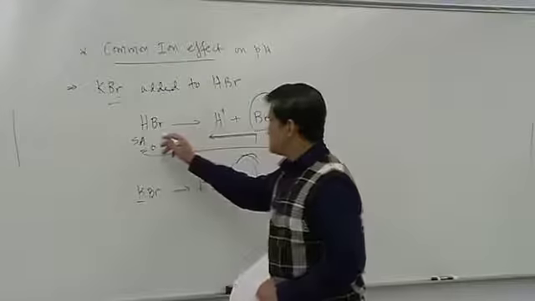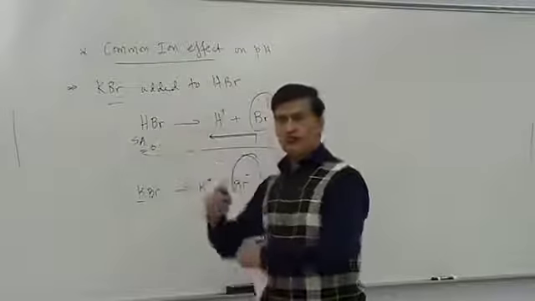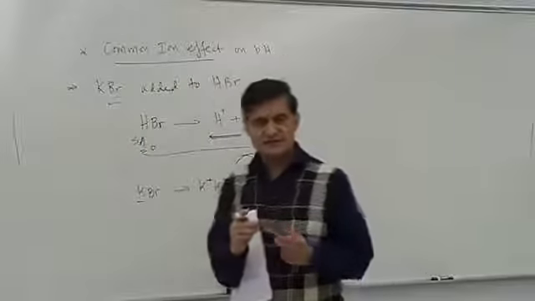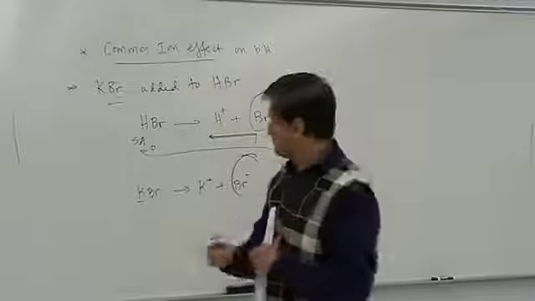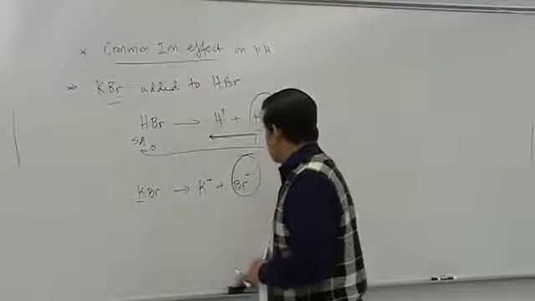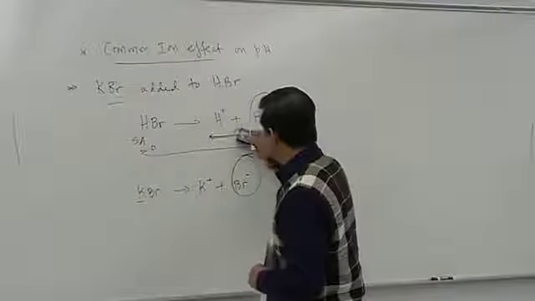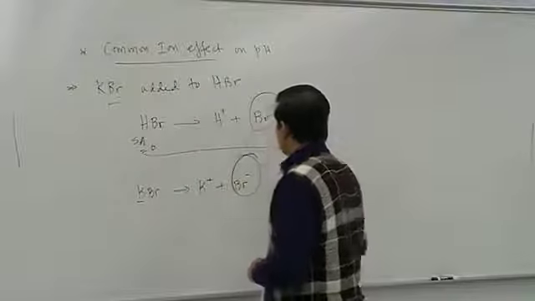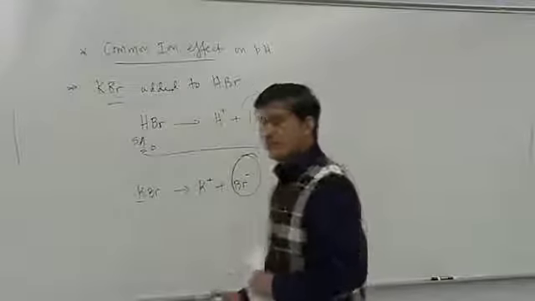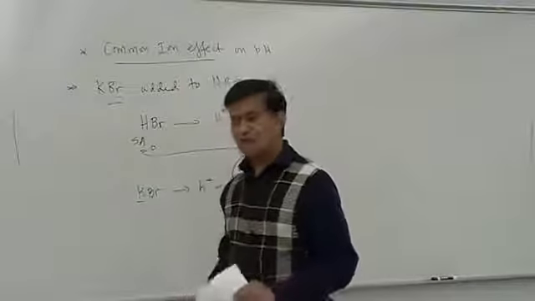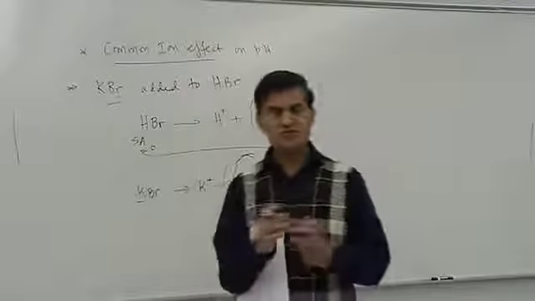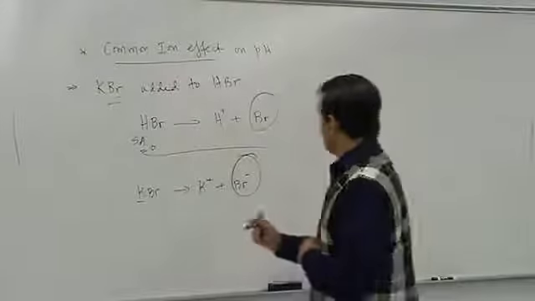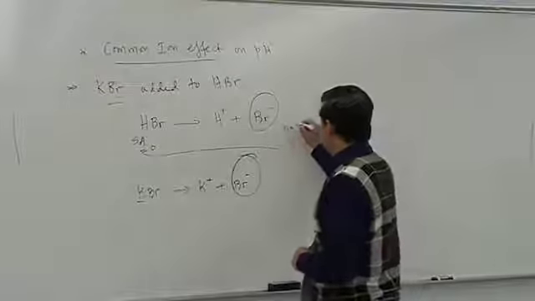Why? This is a strong acid. It doesn't want to stick to H plus. If it does stick to H plus, it's not going to be a strong acid. So in other words, you can't apply Le Chatelier's principle here. So Br minus would have no effect. Why would it have no effect? Because HBr is a strong acid. It doesn't want to stick to H plus. So the answer is no effect.